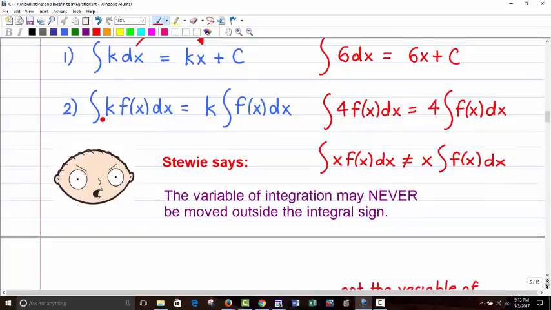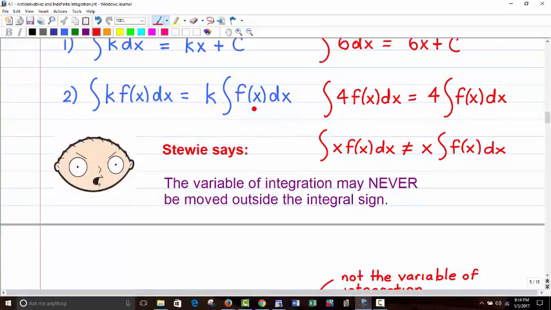And then that kind of holds as a general rule that a constant k times any function f of x dx will equal k times the integral of f of x dx. So you can pull constants out, but here's something that's very, very important in integral calculus as you advance along in your study of this material. So Stewie here looks pretty angry, and he's saying the variable of integration may never be moved outside the integral sign. So look what I have up here, how this is okay.